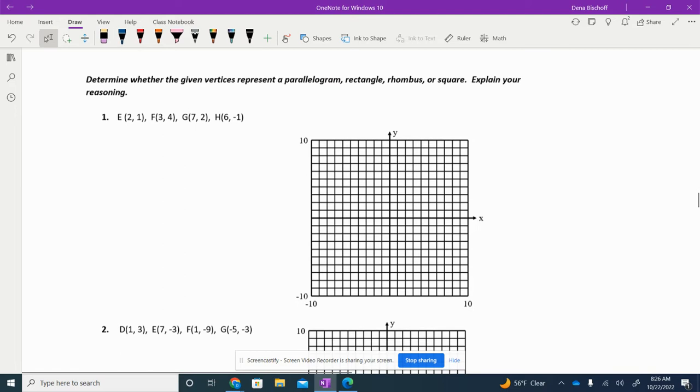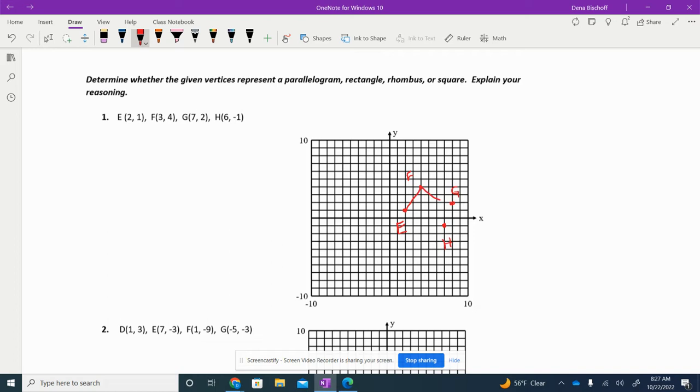So we're just going to jump right in and do some coordinate proofs. When you do a coordinate proof, you first start off by graphing your image. So E is the point (2, 1), and I always label them. F is the point (3, 4). G is the point (7, 2). And H is the point (6, -1).